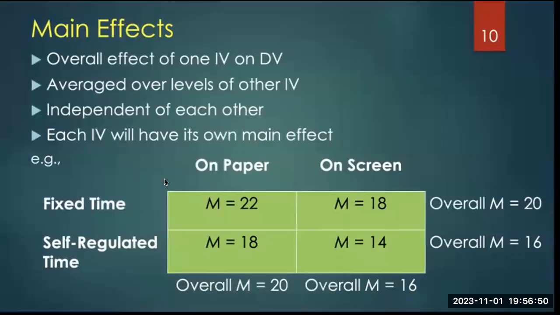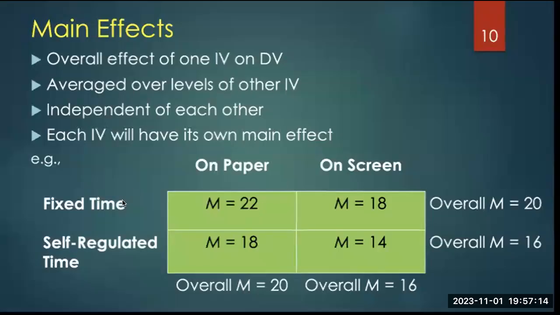So now we can say there is a main effect of modality, because we see that there is a higher score when people studied from paper than when they studied from screen. Okay, that's one independent variable. Now let's look at the second independent variable, whether or not it made a difference if the time was fixed by the researchers or it was self-regulated.